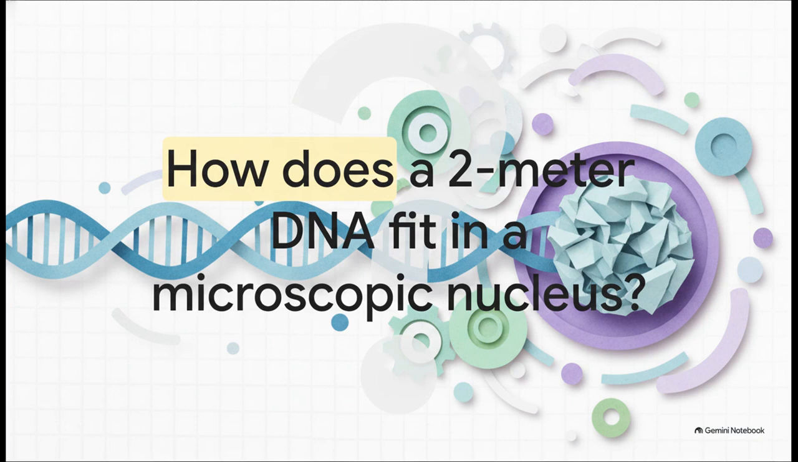Now we're shifting gears from the history of time to the biology of space. We've got a serious geometrical mystery on our hands here. If you took the DNA from just one of your cells and stretched it end to end, it would be about 2 meters long. That's over 6 feet. Yet it fits into a nucleus so small you can't see it without a powerful microscope. How on earth is that physically possible?